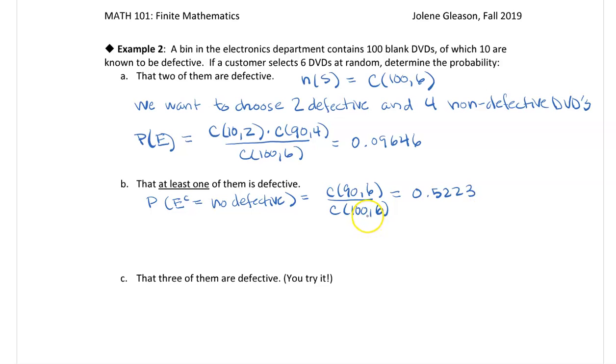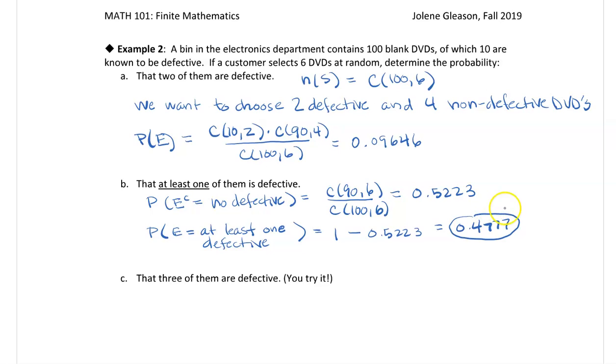0.5223. Okay, that's the opposite of what we want. We actually want the probability that we have at least one defective DVD. So the probability of at least 1 is the opposite of what we just calculated. We're just going to take 1 minus 0.5223, and we get 0.4777. So that's our final answer: about a 47.8% chance that we're going to choose at least 1 defective DVD.